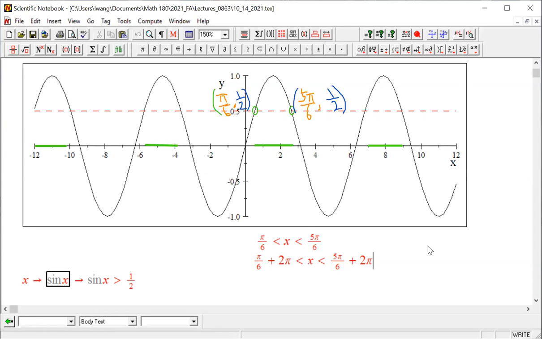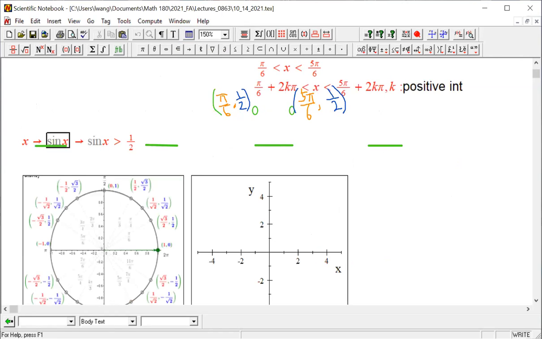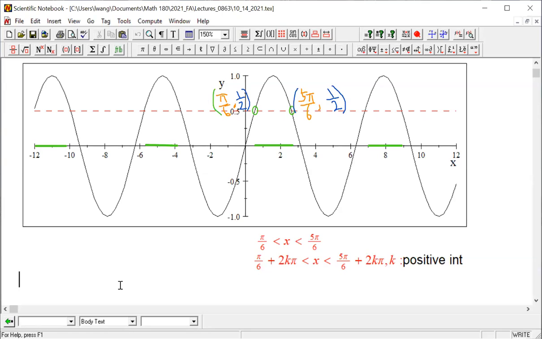If you go left and right, multiple k pi, so in general it will be 2k pi. But sometimes you may have to switch this. This formula doesn't always work, especially when you have a negative number. So I will use these k's for k positive integers. How about for negative? How about on the other side? On the other side, we have to do this.